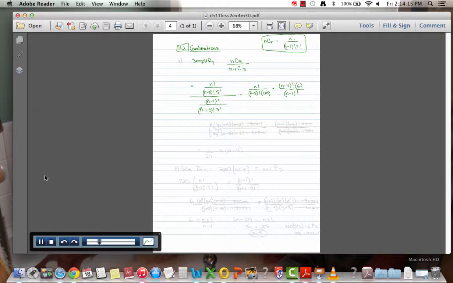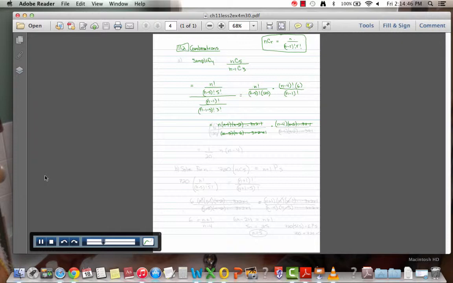Besides reducing the 6 over 120, if you don't know how to deal with these factorial notations, you get stuck at that point. What you need to recall is that n factorial just means n times n minus 1 times n minus 2, etc., all the way down to 3 times 2 times 1. n minus 5 factorial is the same idea, but it's n minus 5 times n minus 6 times n minus 7, all the way down to 3 times 2 times 1. Now, n minus 4 factorial is n minus 4 times n minus 5, dot, dot, dot, 3, 2, 1.